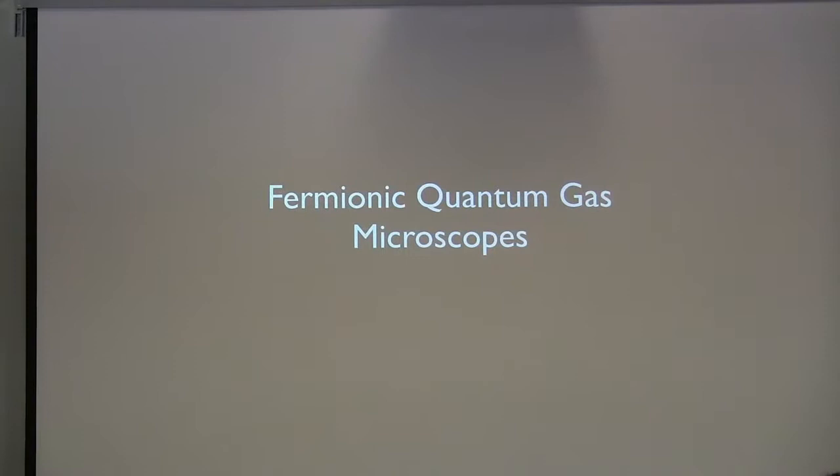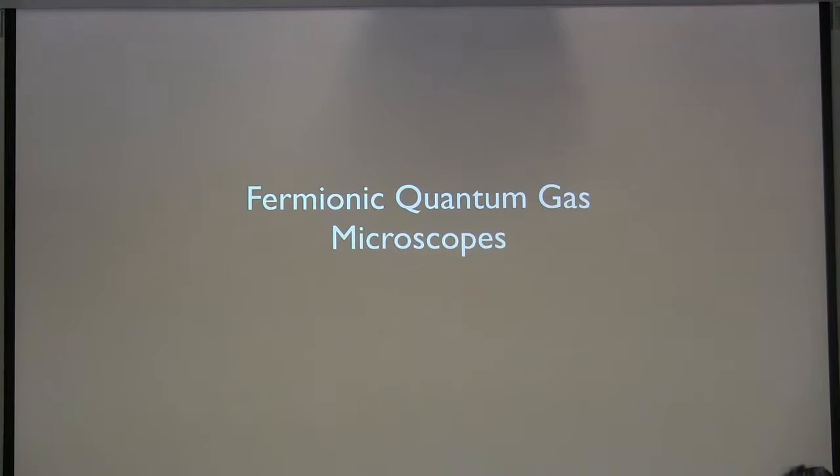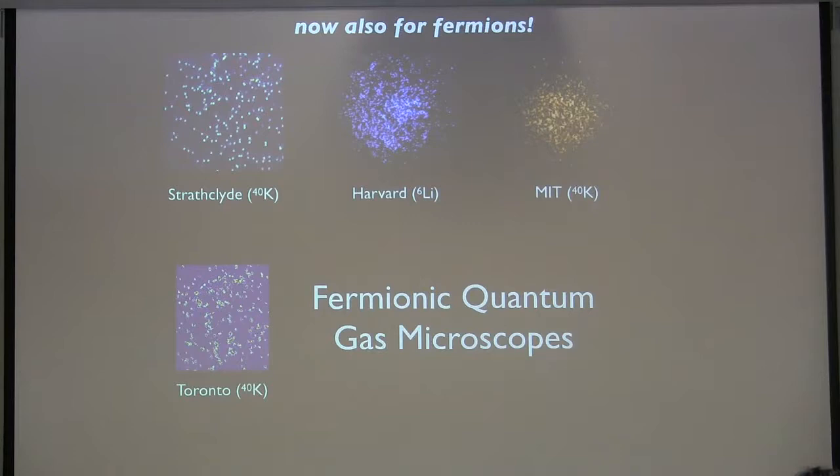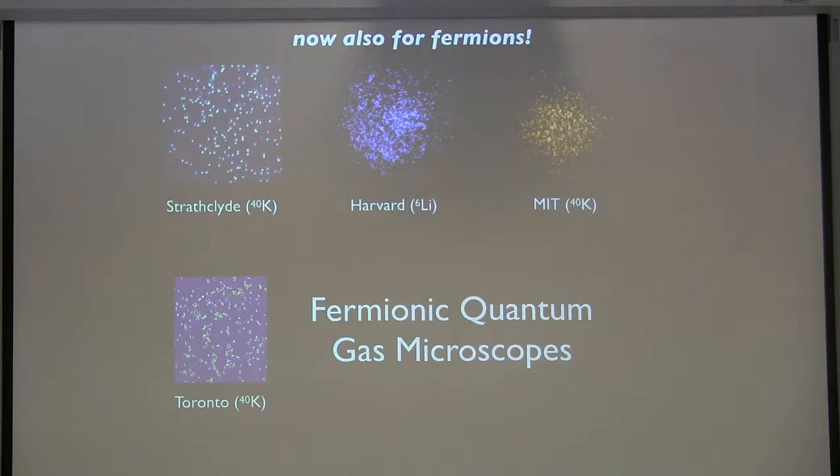Before we get to some experiments on quantum magnetism, I want to briefly discuss the quantum gas microscope. In the last course we saw how, with bosons, we can have single atom, single site resolution, and we can also do that now for fermions. There are several experiments in the world that can do that. Here are a few pictures of those, where you can see these fluorescent images of single atoms in those lattices. I want to focus a little on how we do that.